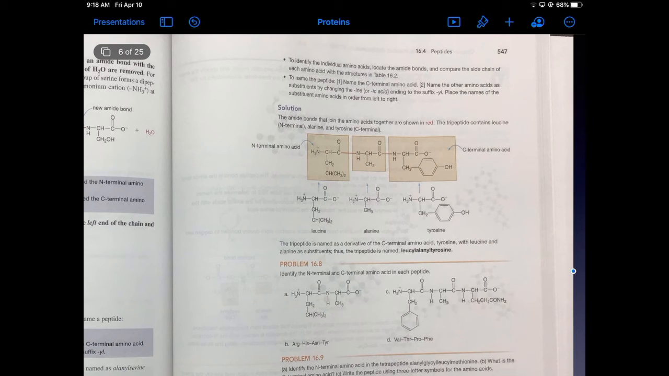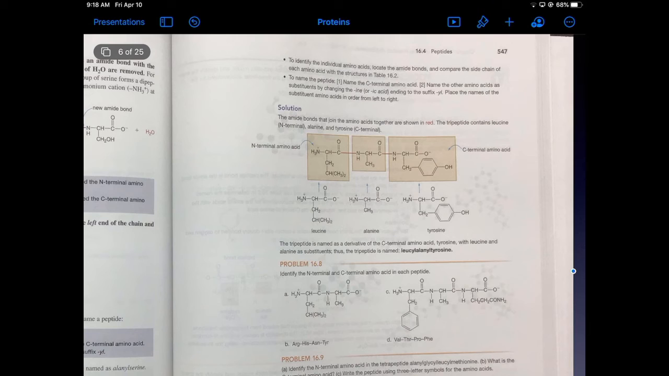And so remember what to do with the first name and middle name. We just said it, you've got to add that -yl. And so you would say leucyl alanyl tyrosine. All right, leucyl alanyl tyrosine. And they just write it out as one long word there. You can't see my mouse on the iPad, so sorry.